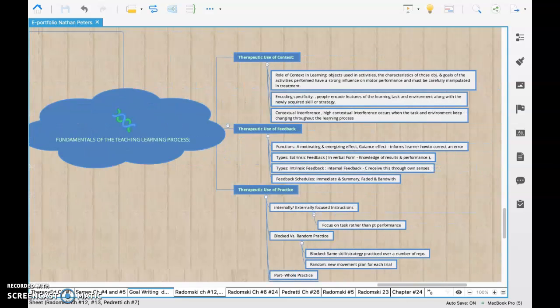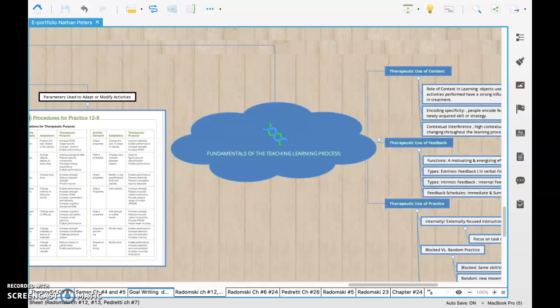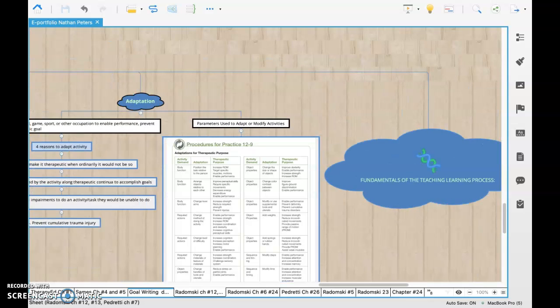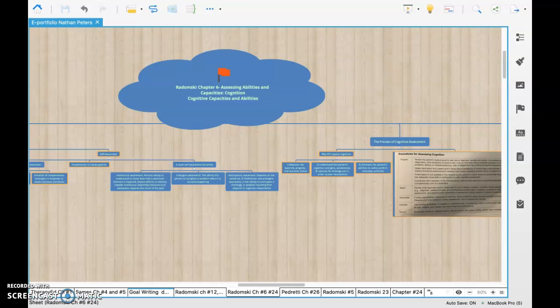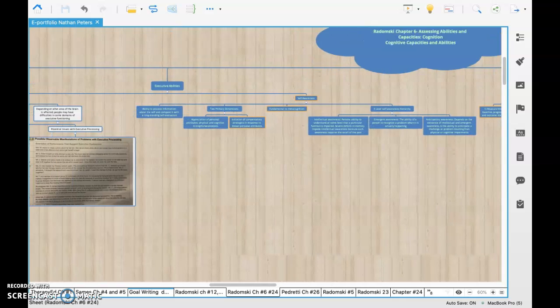I also added the fundamentals of learning, the teaching process, the therapeutic use of feedback, and the therapeutic use of context, just breaking that all down. I'm not going to be able to go through all of these, but I'm going to continue on. And then we have assessing abilities and capacities, so cognition, and it breaks down each box.